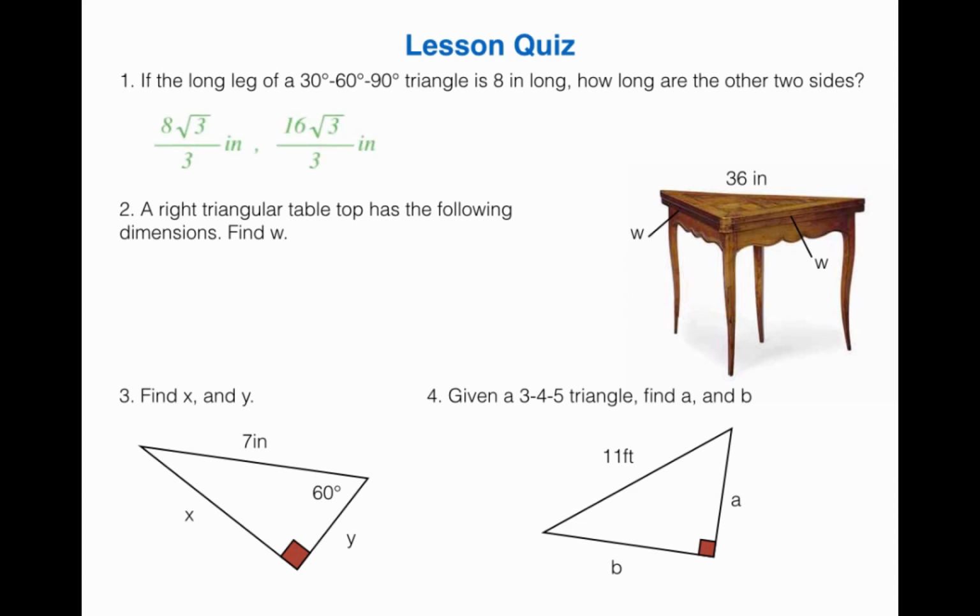Number 1, 8 square root of 3 over 3 inches. 16 square root of 3 over 3 inches. Number 2, 8 square root of 2 inches. Number 3, y is 3.5 inches, and x is 3.5 square root of 3 inches, which is approximately 6.06 inches. Number 4, a is 6.6 feet, and b is 8.8 feet.